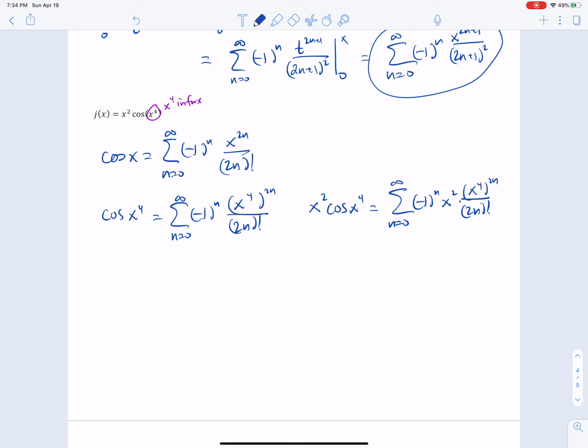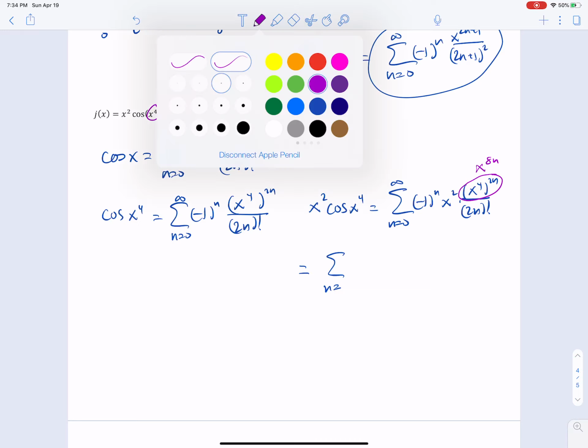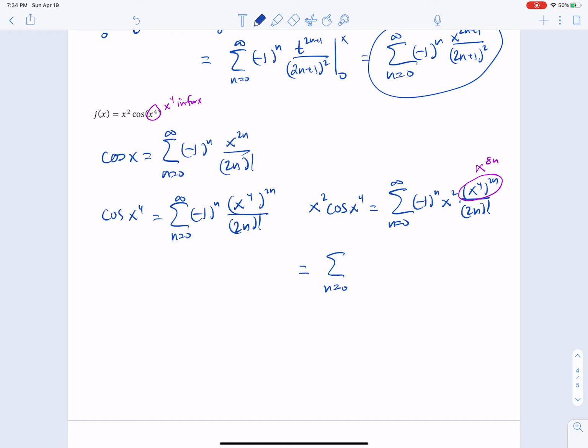And now I think about this for a little bit. X to the 4th to the 2n, I'm going to multiply these exponents. That's just x to the 8n. And I'm going to add 2 to all the exponents. So we get minus 1 to the n, x to the 8n plus 2 over 2n factorial. And so that's x squared cosine of x to the 4th.